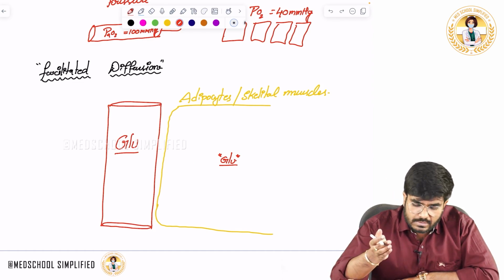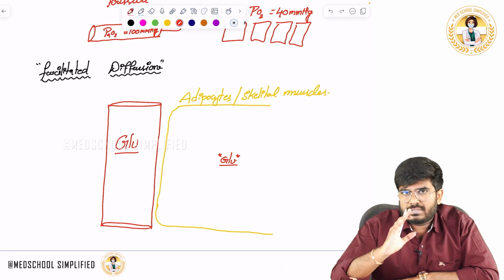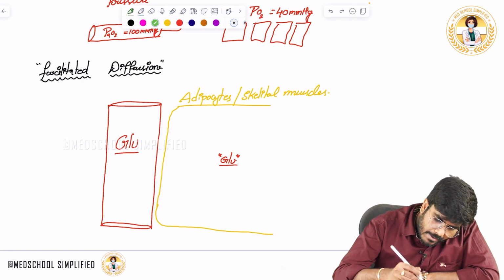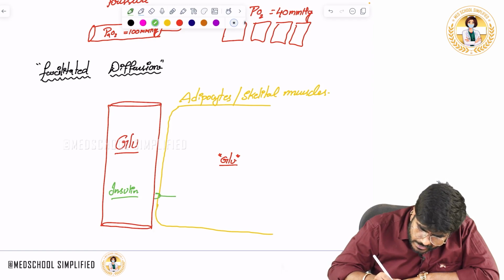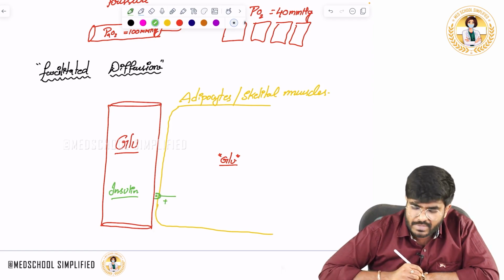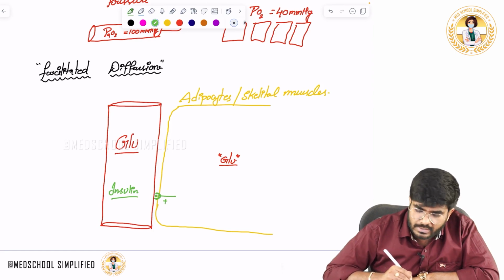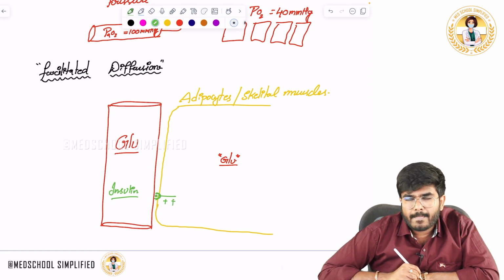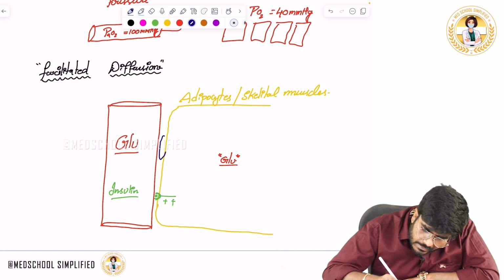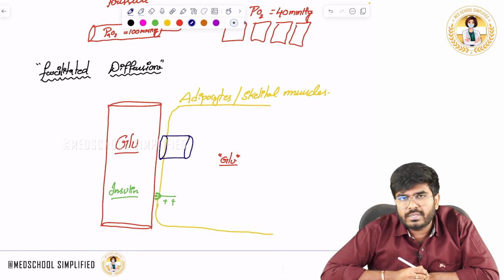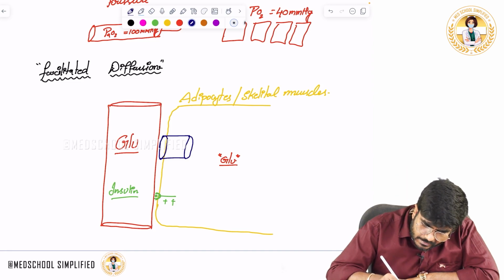Okay, so what happens is, look here, whenever you have insulin in your blood, what will it do? Insulin is going to act on its receptor. When insulin stimulates its receptor, these adipocytes and skeletal muscles will now incorporate these channels. They are going to keep these protein channels here. Now what are these things? These are GLUTs.